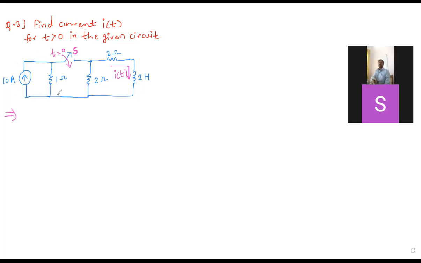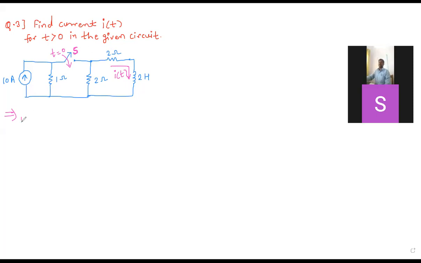You can also convert this practical current source into a practical voltage source by using source transformation, but I will take it as it is. Now, when multiple resistors and a series-parallel combination are there, I will use the final value theorem to find the current transient response I of t.